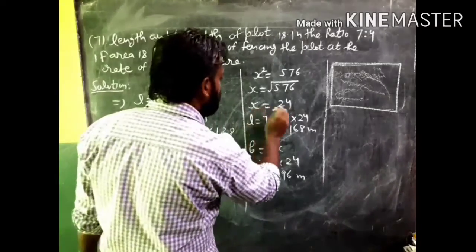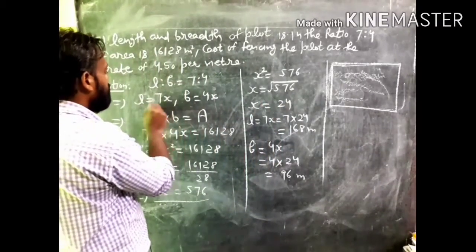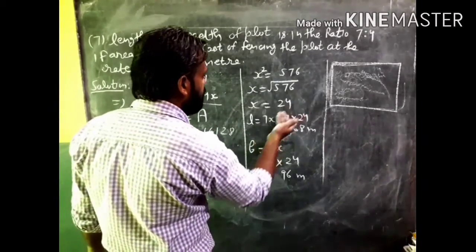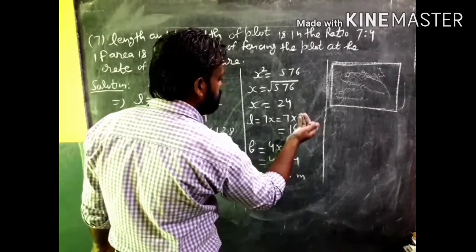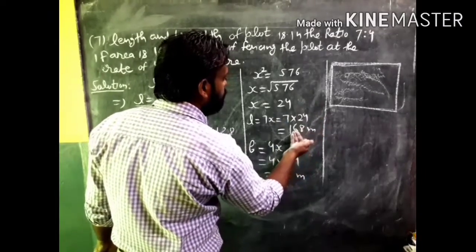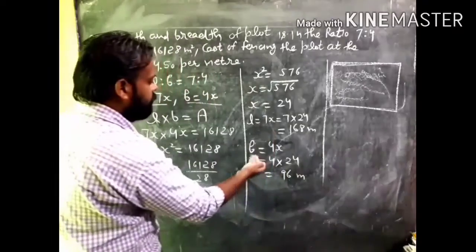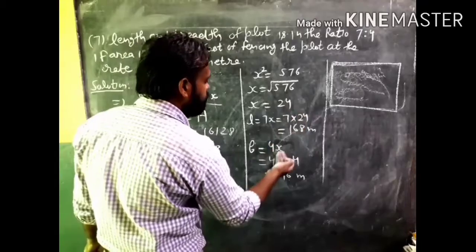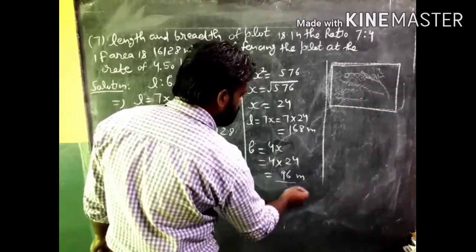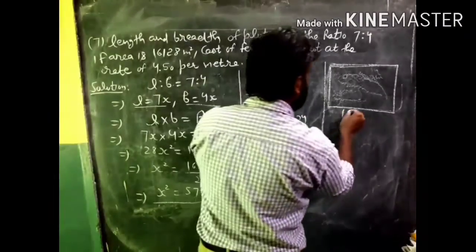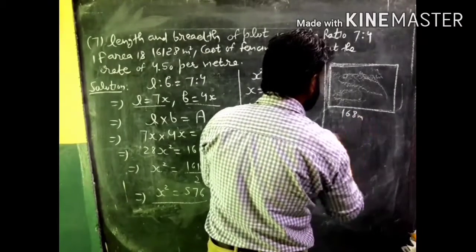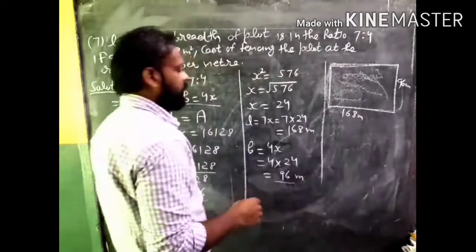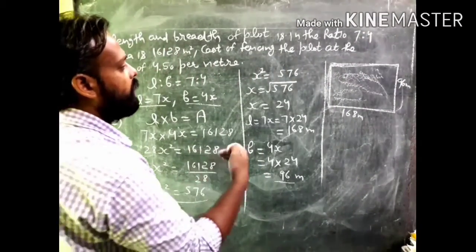Now we can use the value of x to find the exact values of the length and breadth. The length was 7x, so put the value of x here. Then 7 into x means 7 multiplied by 24. It will become 168 meter. And the value of b is 4x, which means 4 multiplied by 24, it will become 96. So we can find its length, that is 168 meter, and its breadth, that is 96 meter. Like this we can find the value of length and breadth.